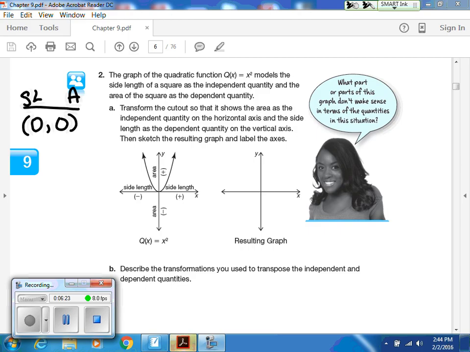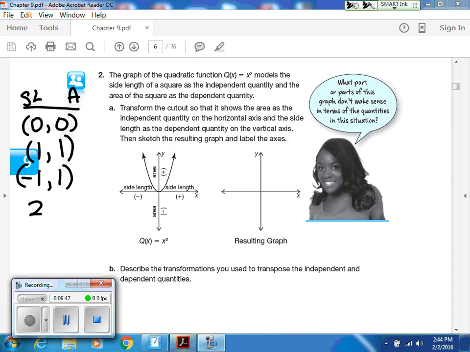How far does it go up? 1. Because 1 times 1 is 1, right? But if you'll notice, if I have a side length of -1, what's that point? How high does it go up at -1? 1, right? Because what's -1 times -1? 1. It's a positive 1.